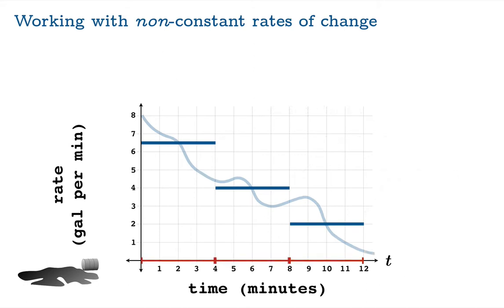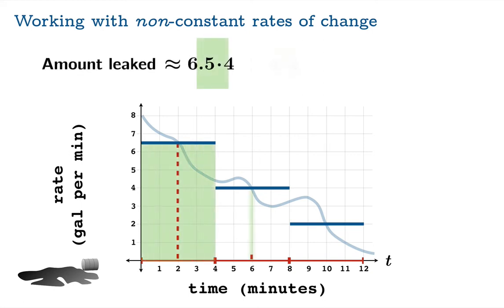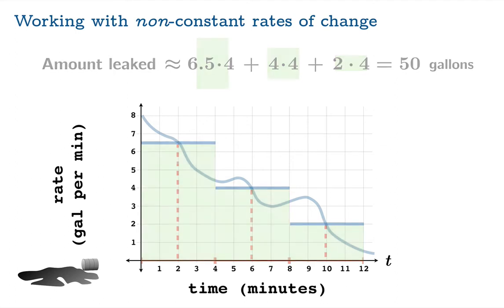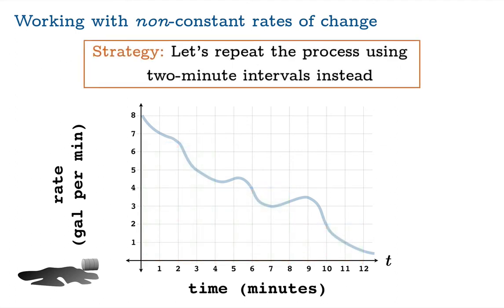So now we've broken this up into 3 constant rate problems. The amount leaked would just be the area of the first rectangle plus the area of the second rectangle plus the area of the third rectangle, for a grand total of 50. So our approximation turns out to be about 50 gallons. Well, we could repeat this process and use smaller intervals. Let's use 2-minute intervals this time.